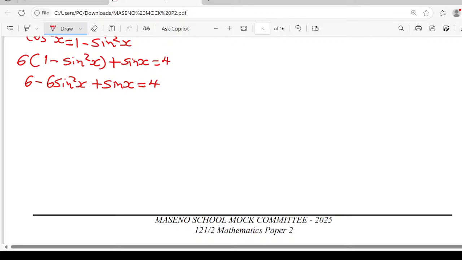Then you can say, let sine x be equal to y. So this will now be 6 minus 6y squared, because sine squared x will now be that squared. Then plus y should give you a 4. So you can see we are forming a quadratic equation. Rearranging in that manner of a quadratic equation, I'm going to have negative 6y squared plus y.